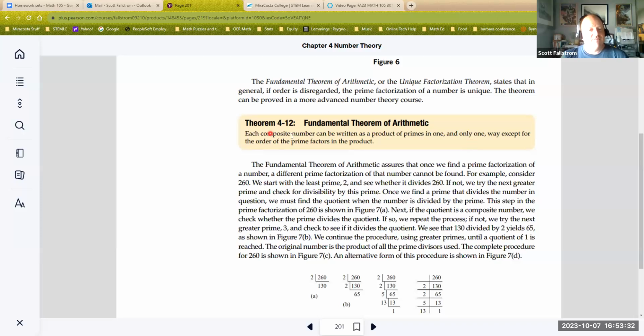And it says every composite number can be written as a product of primes in one and only one way. With the exception, again, that multiplication is commutative. So if you start with the smallest primes and work your way up, then there will be exactly one way to do it. If you think about trying to change the order, it's still multiplication, right? So as long as you think about that, then it will be unique.